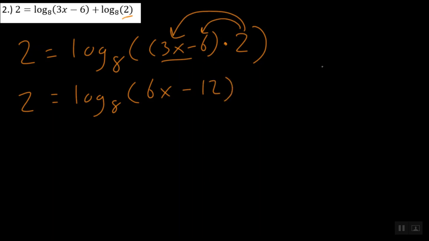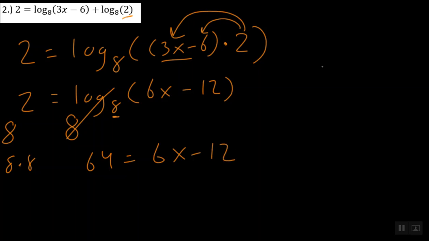Now at this point, how do we get rid of the logarithm with the base 8? Well, since it's a logarithm with a base of 8, we're going to raise it to the exponent of that same number. We say 8 to the power of log base 8. Those two things cancel. Now what we did to the right, we have to do to the left, and ask yourself, what is 8 squared, or aka 8 times 8? And of course you'll get 64 is equal to 6x minus 12.